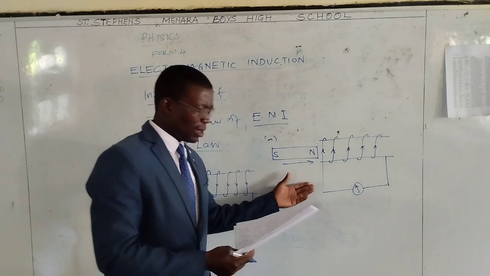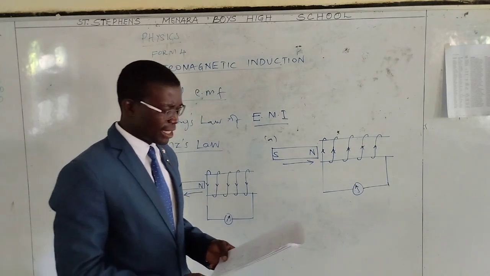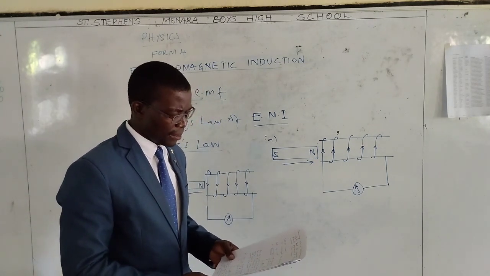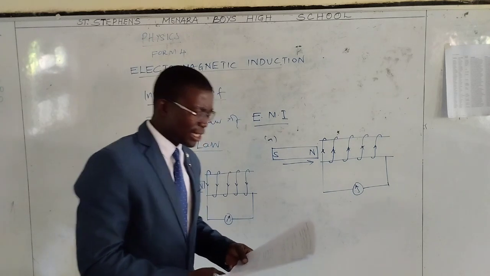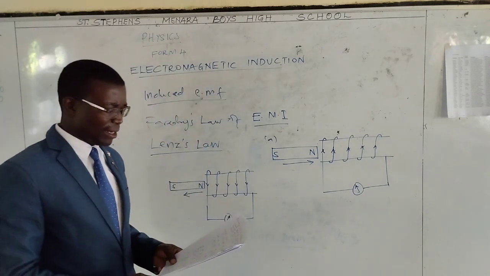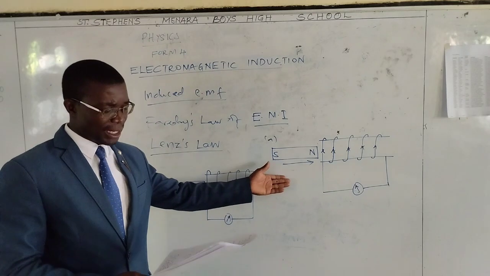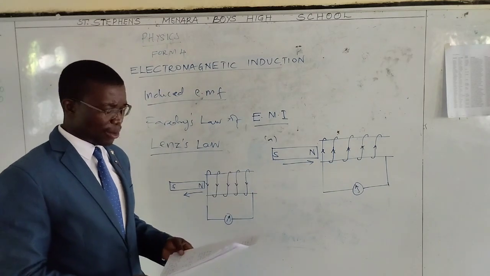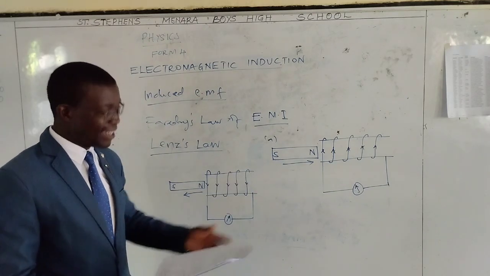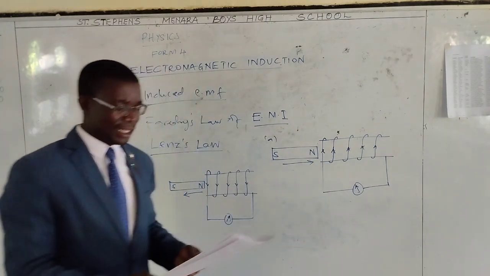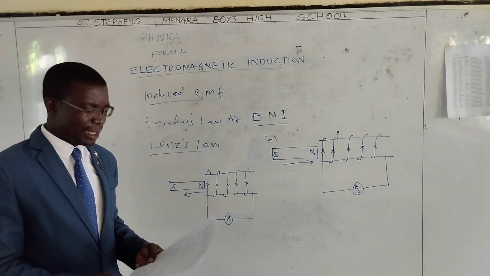as the north pole of the magnet is moved towards the coil, the induced current flows in the coil, forming an electromagnet with the north pole at the end nearest the incoming magnet, opposing the movement of the magnet.